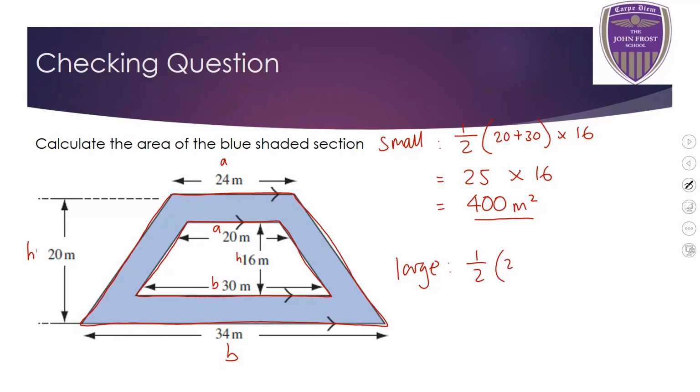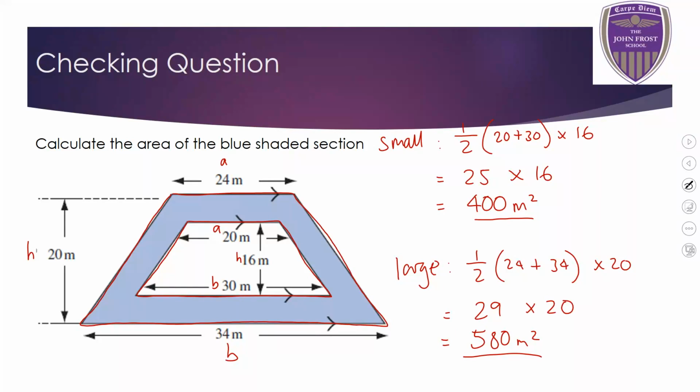So that will be 24 plus 34, and then times by 20. 24 plus 34 gives you 58. Half of 58 is 29. So we're doing 29 times 20. Again, do 20 times 20, do 9 times 20, add them up. That should be 580. So the area of the large one is 580. The area of the small one is 400.